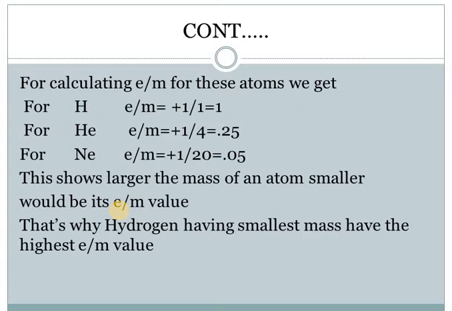So instead of calculating at that time, you can just save your time by just seeing that the atom which has the highest mass would have the smallest E by M ratio. Basically, you can say that both of them are inversely proportional to each other. If E by M ratio is larger, it means the mass must be smaller. And if E by M ratio value is smaller, it means that its mass is larger over there. This is a very, very important point.